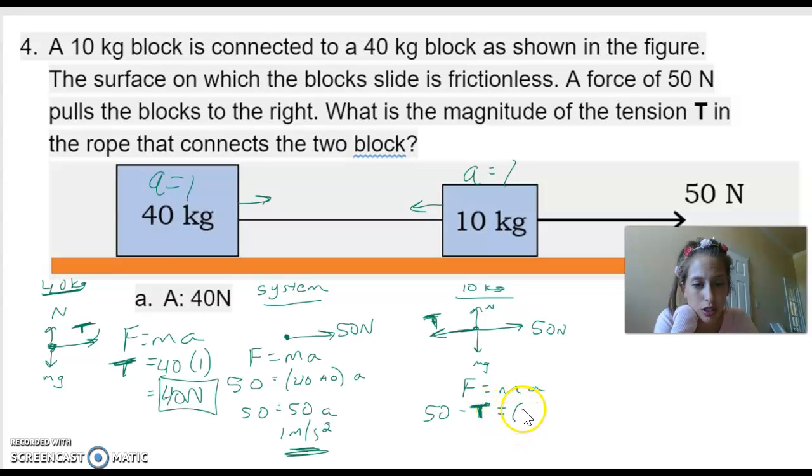The mass of just this block is 10, and the acceleration of the system is 1. So 50 minus T has to equal 10. Well, that means T has to be 40. So that's another way to see that the tension has to be 40 newtons. Okay, that's the way.